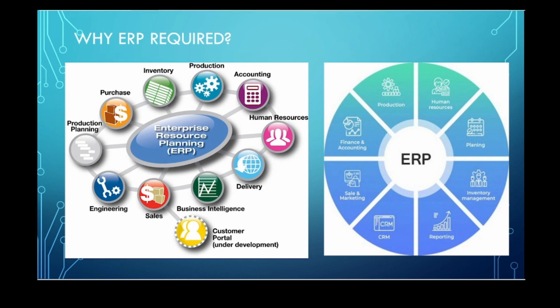Next, why is ERP required? If you take any organization or company, for example a production company, what are the departments involved? We need an HR department for recruiting manpower, whatever resources are necessary to produce any material. That resource planning is taken care of by the HR department. Sales department, because whatever products we produce, we need to sell. And we need a production department for whatever product we need to produce.